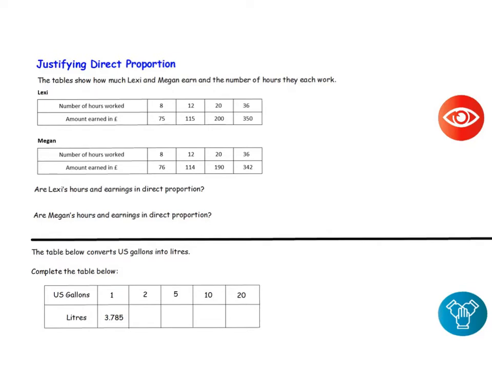So the question says the table shows how much Lexi and Megan earn and the number of hours they each worked. And then it wants to know, are Lexi's hours and earnings in direct proportion? And then for part 2, they want to know the same for Megan.